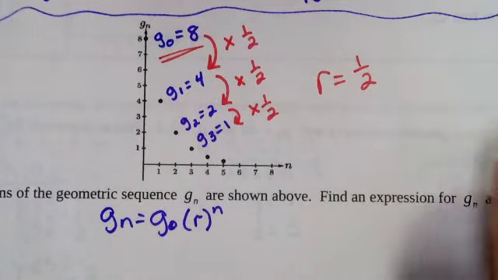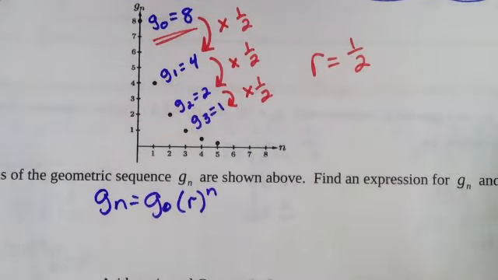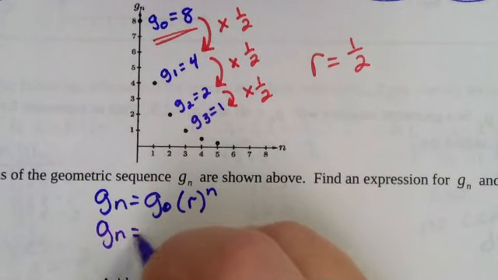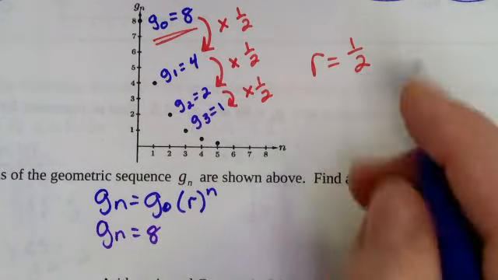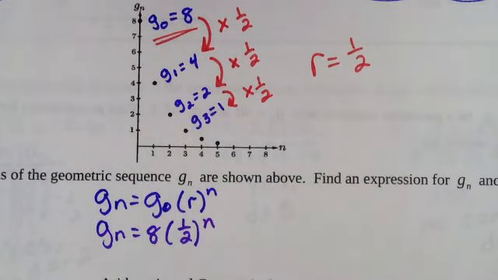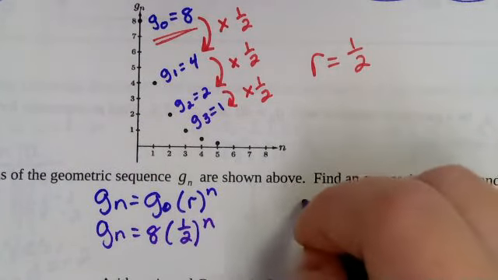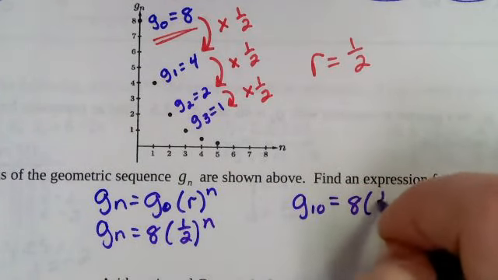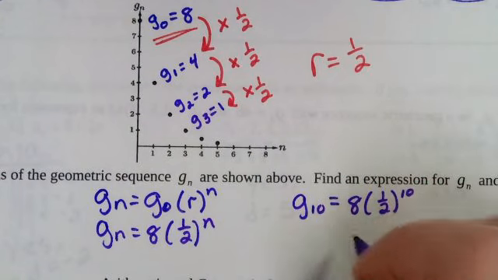Okay. Well, I know that my initial value is 8. So we're going to say g sub n equals 8. My rate we just found was 1/2. And so there's your little equation. And I need to plug in a 10. G sub 10 would be 8 times 1/2 to the 10th power.